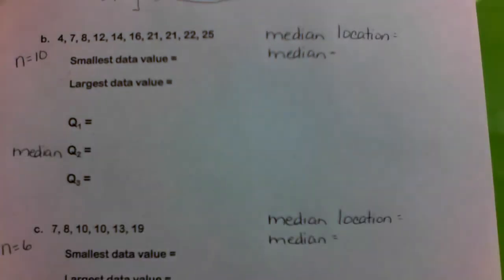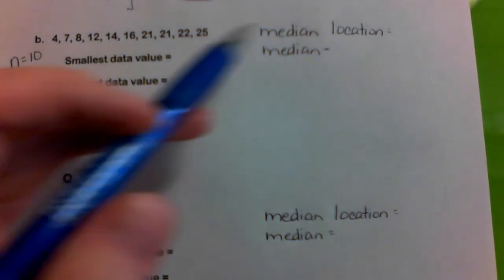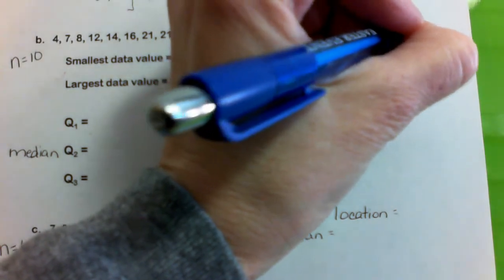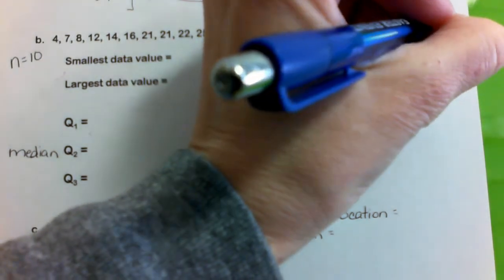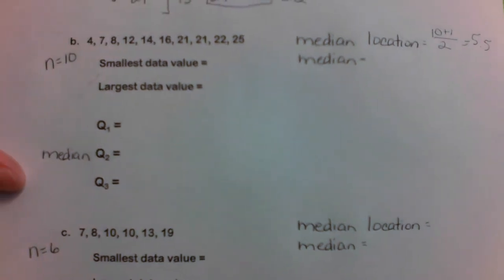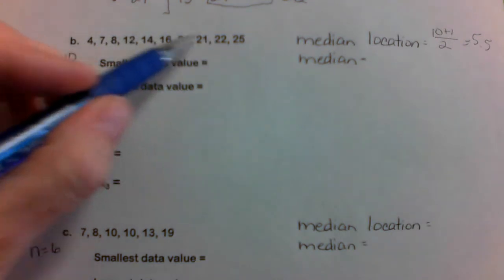All right, here's a second example. Now, in this set, we have a total of 10 numbers, so I need to find the median. Location would be 10 plus 1 divided by 2, which is 5.5. So that tells me that the median is between the 5th and the 6th number. And again, these are already in order.